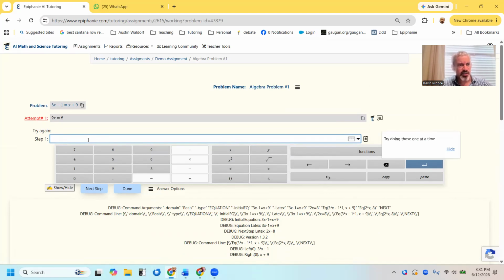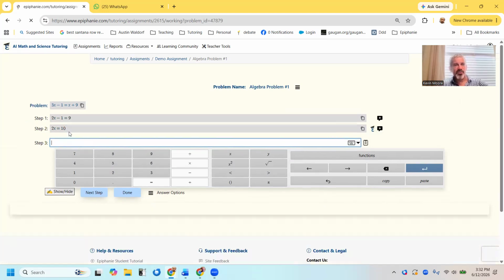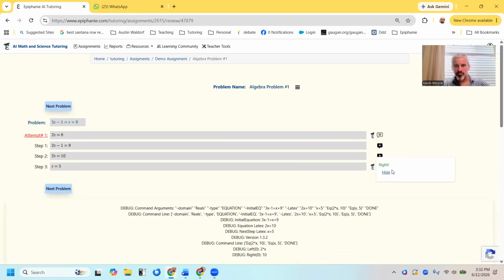Well, let's see. Just subtract x from both sides. I get 2x minus 1 equals 9. Oh, and I see what I did. I'm supposed to add 1 here. 2x equals 10. And I can finish this up with x equals 5. It kept track of the responses I gave and some information about the reasons why I made those mistakes.